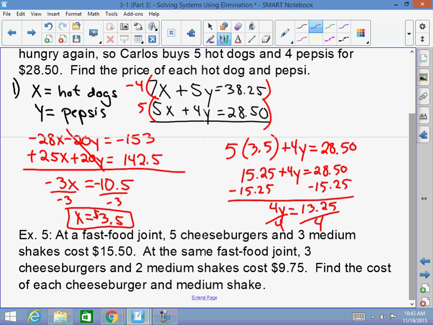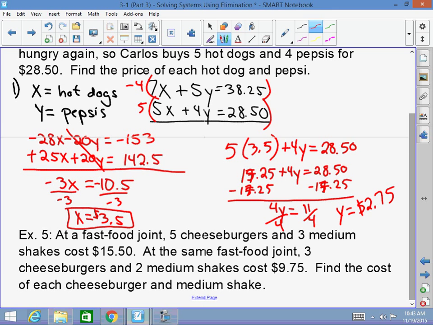Wait, did I do something wrong here? 28.5 minus 15.25. Yes, 13.25. No, I did nothing wrong. Let's see, 3.5 times 5. 17.5. There it is. I knew there was something wrong here. So 17.5. Okay, so 28.5 minus 17.5. That's 11. That's 11. Divided by 4, 2.75. So y, my Pepsis are 2.75.